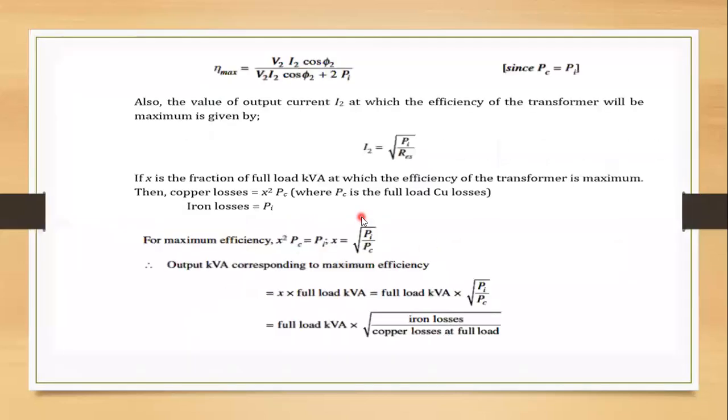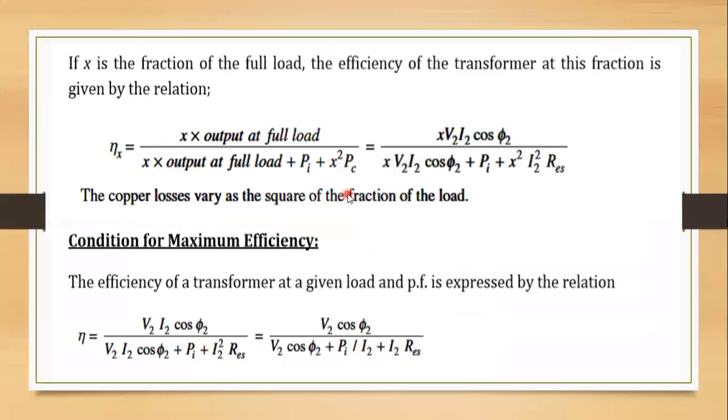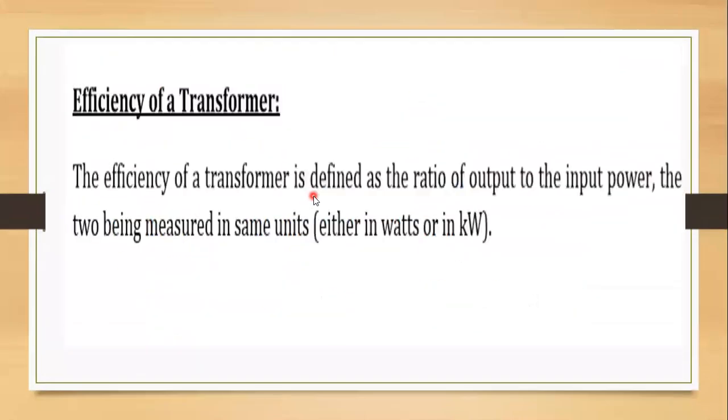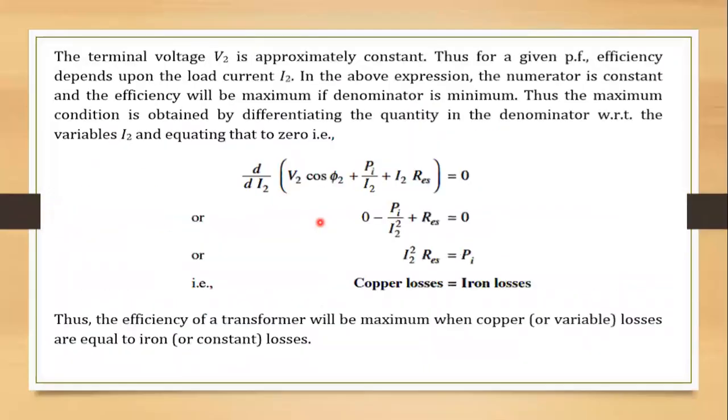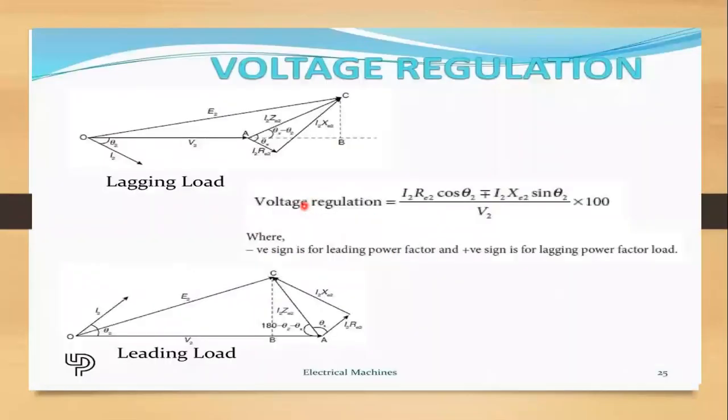I've already explained this. So try to consider here, this is called the output equation of the transformer. E2 is equal to V2 plus I2 Re2 cos φ2 plus I2 Xe2 sin φ2. We get these relations for an inductive load according to the phasor diagram. Here S stands for secondary; otherwise the two notations are different but the concept is the same, Re2 or Res. So these expressions come from this phasor diagram, plus for a lagging power factor load.